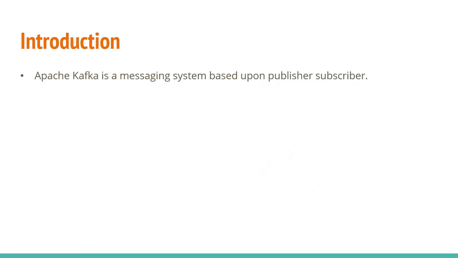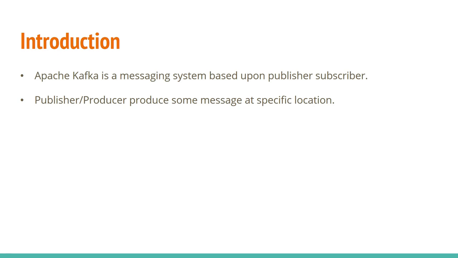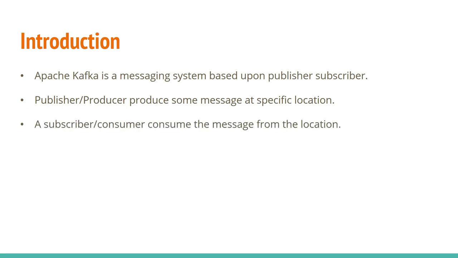Okay, so what is Apache Kafka? Apache Kafka is a messaging system based upon the publisher subscriber model. A messaging system is a system which is responsible for transferring data from one application to another application. In any messaging system, there are a publisher and a subscriber. A publisher is an application which is sending the data, producing the data. And a subscriber, or consumer, is an application which is receiving the data. They both are sending and receiving the data from a specific location.